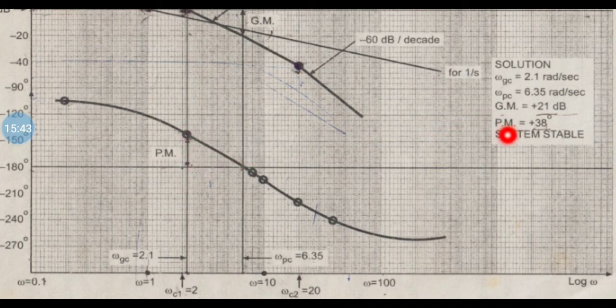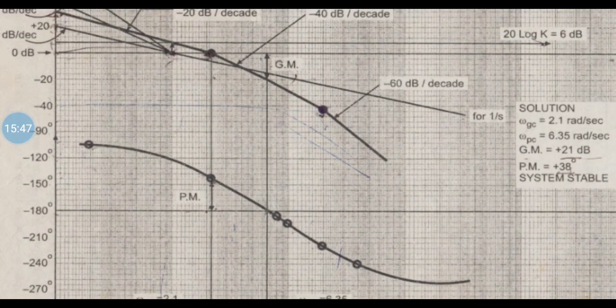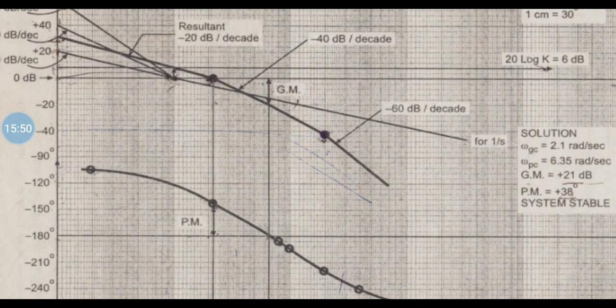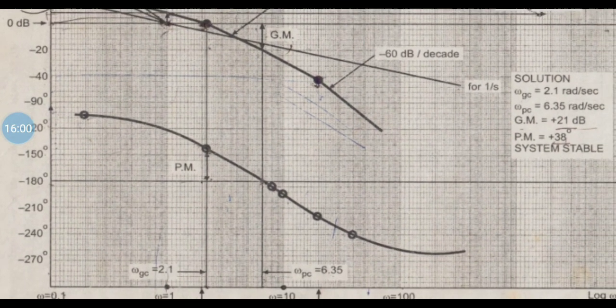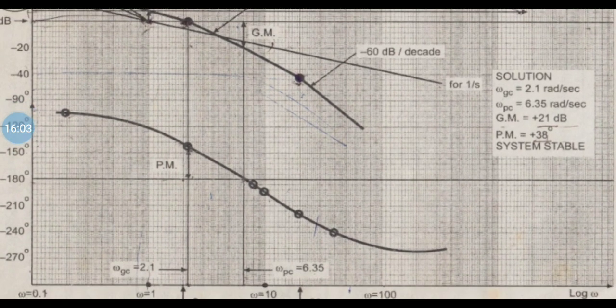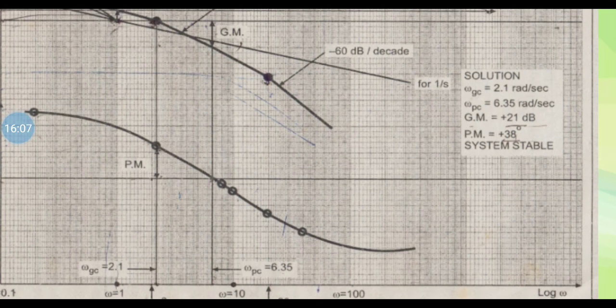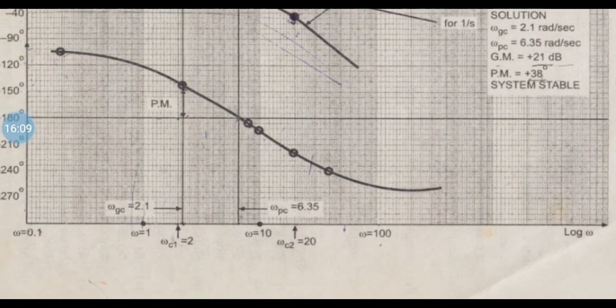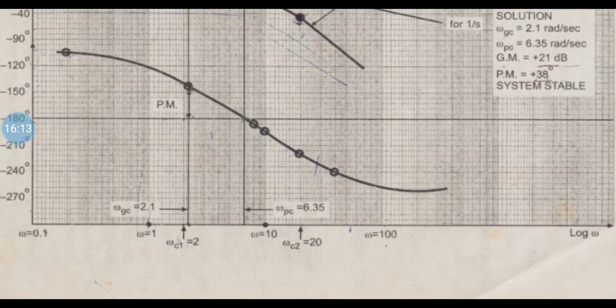So plus 38 degrees. And the gain margin, if it is below the 0 dB line, should be taken positive. So the gain margin is 21 dB. The gain margin and phase margin are both positive, due to that the system is stable. Next, omega GC. We have to find out the radian. Omega GC is the point where the resultant magnitude plot crosses 0 dB. Here it is crossing 0 dB, due to that omega GC is 2.1.